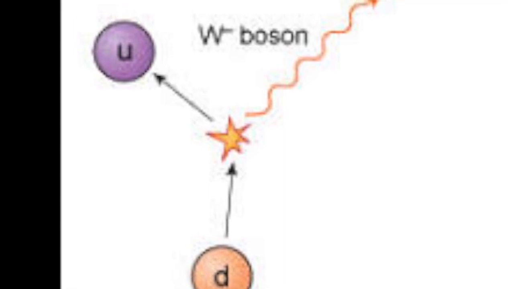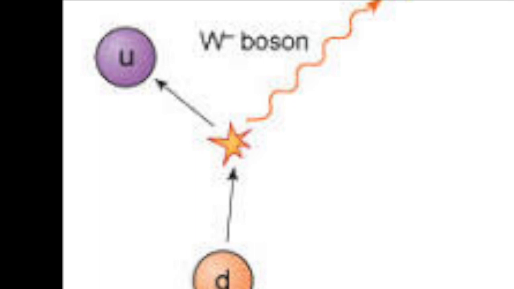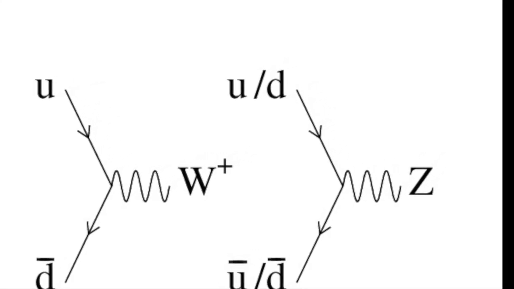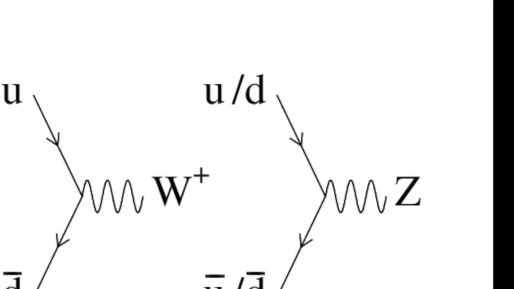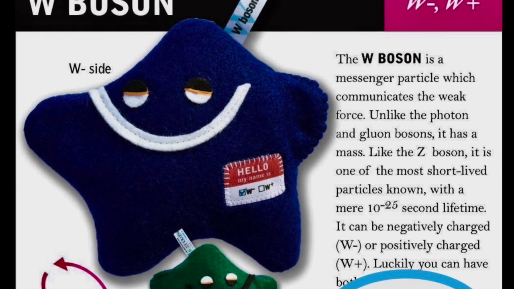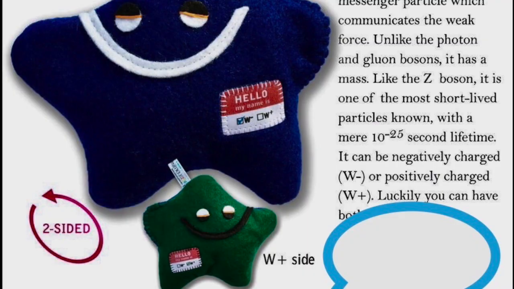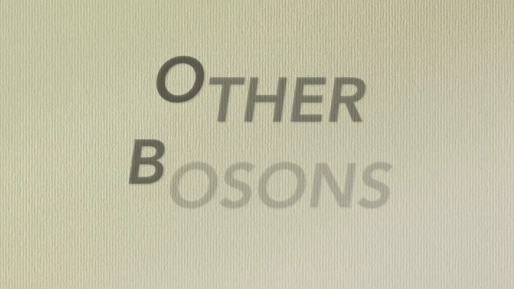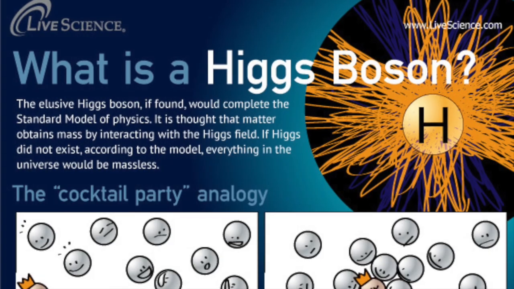For example, a down quark can decay into an up quark by emitting W negative or by absorbing W positive. Weak decays, which involve the Z0 boson, do not change the charge of the particle. The W positive is the antiparticle of W negative and vice versa. The Z0 is its own antiparticle. In addition, there are other fundamental boson particles but without clear experimental information.